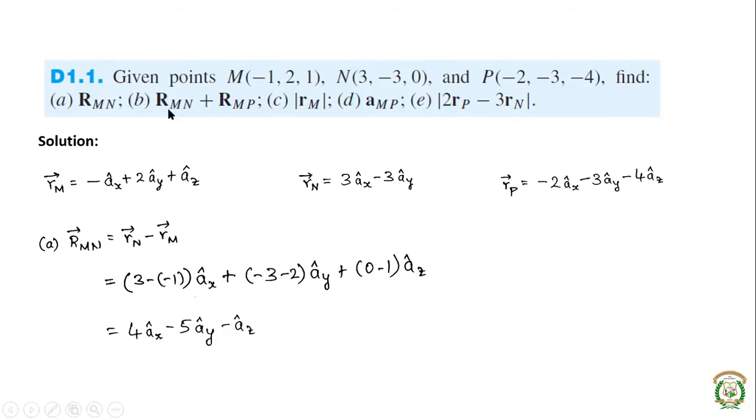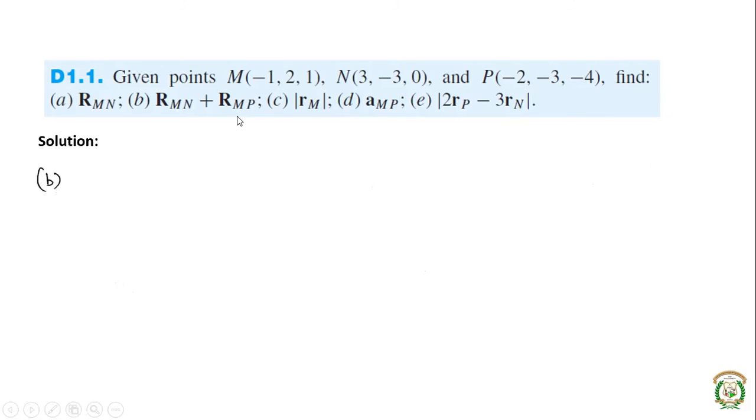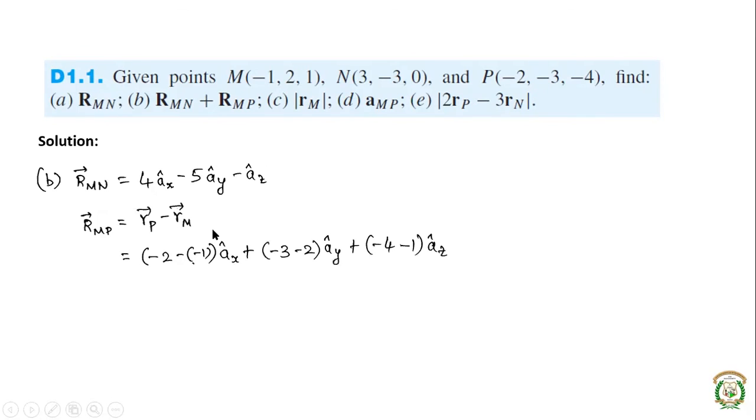Next we are supposed to find Rmn plus Rmp. From the previous case we have obtained Rmn as 4Ax minus 5Ay minus Az. To find Rmp, we need to perform Rp minus Rm, just like we performed Rn minus Rm for Rmn. We know Rp and Rm, so we will substitute the values of the x, y, and z components. We get (-2 minus of -1) Ax, (-3 minus 2) Ay, (-4 minus 1) Az. If you simplify this, you will get Rmp as -Ax, -5Ay, -5Az.